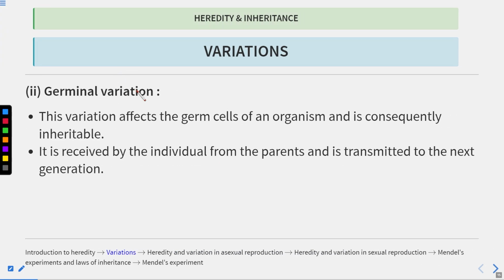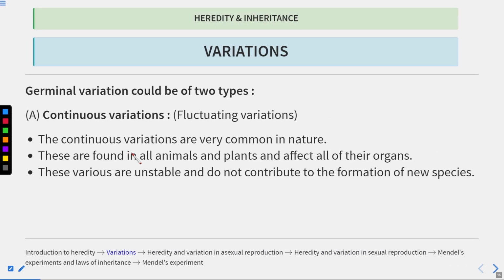Now let's talk about the second type of variation, which is the germinal variation. Till now we were talking about somatic variation. Now this variation affects the germ cells. The germ cells of the organisms are affected, and because of this they are inheritable. Germinal variation is also known as blastogenic variation. It is received by the individual from the parents and is transmitted to the next generation, meaning variations which take place in the germ cells are transmitted from the parent to the progeny. Now germinal variations are again of two types.